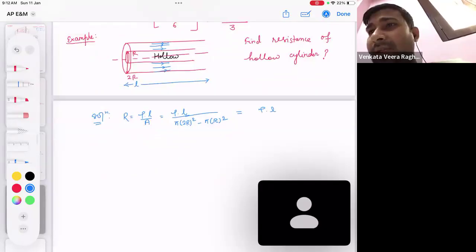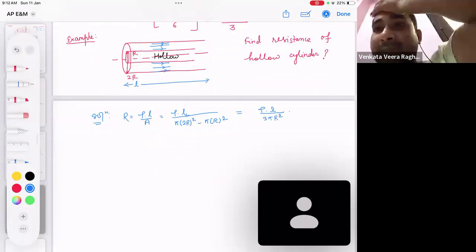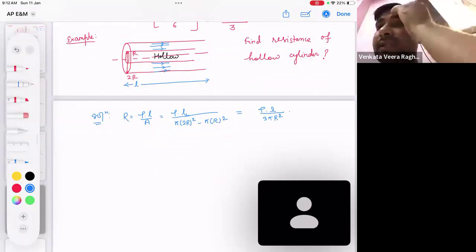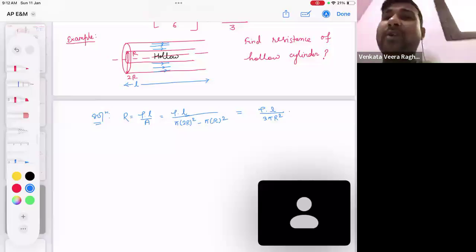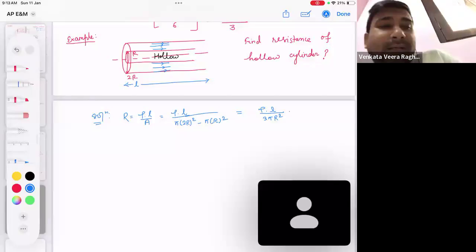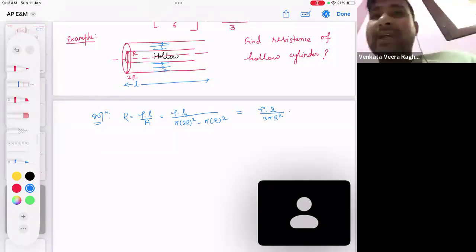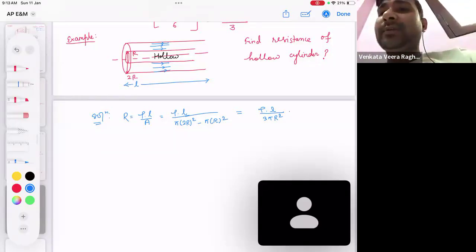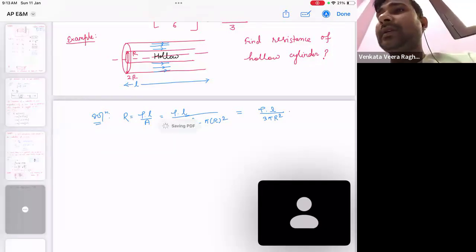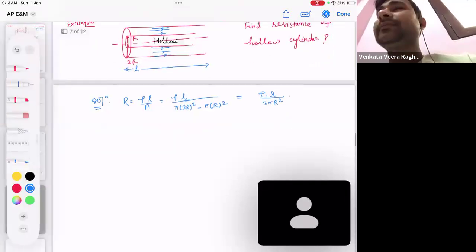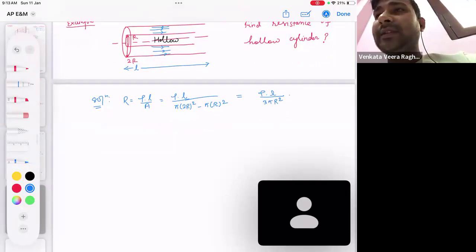So rho L divided by pi into (4 minus 1), so 3 pi r square we are getting. Sometimes we have to use only the effective area through which the current is flowing. If current is not flowing through the complete area and some part is hollow, we should subtract that hollow area whenever we are calculating the resistance of a given conductor. Please tell, clear up to this? Yes, sir.